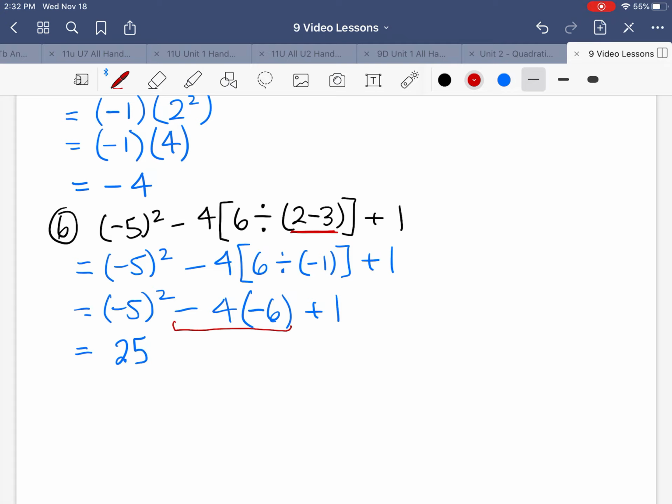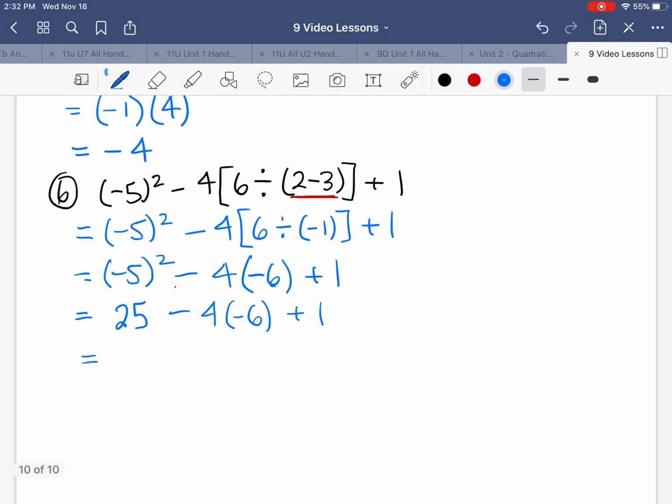And then we have a minus 4 times negative 6. And actually, let's do one more line. Let's not do too much at once. Many of you will get to the point where you can do multiple operations in one line and still be following BEDMAS, but let's hold off on that.